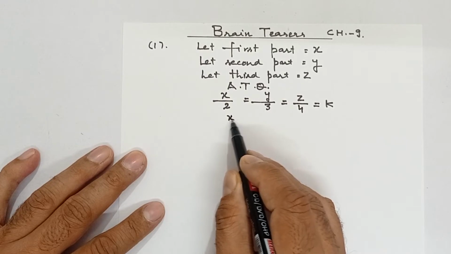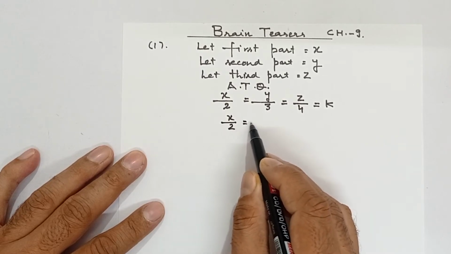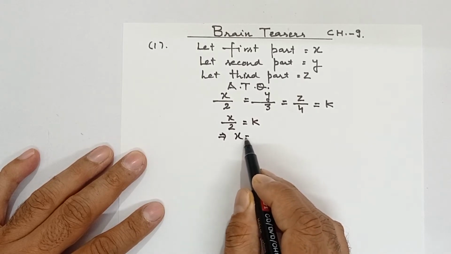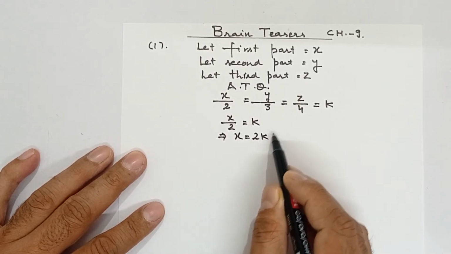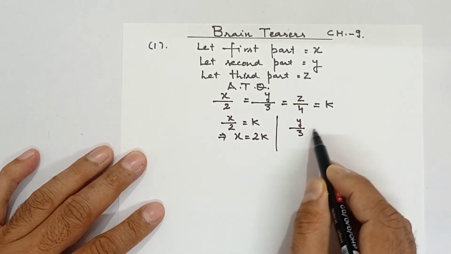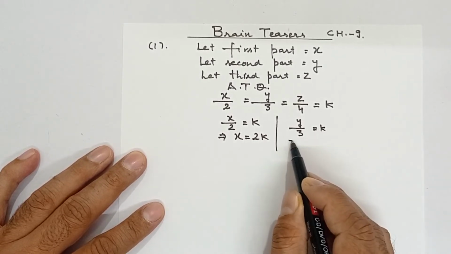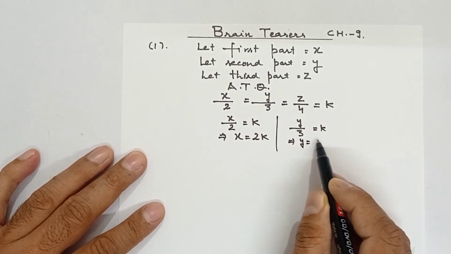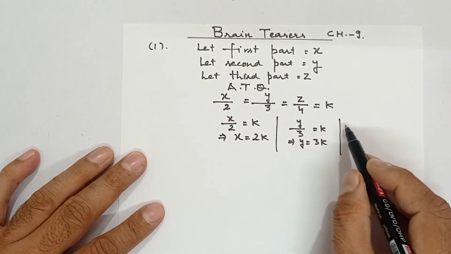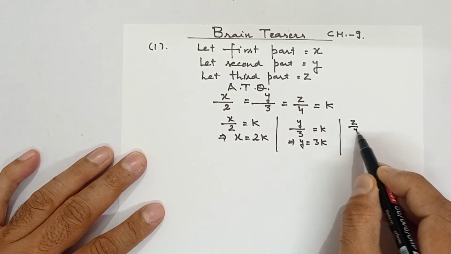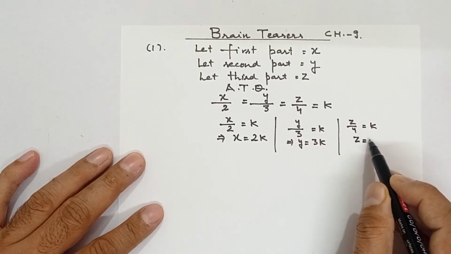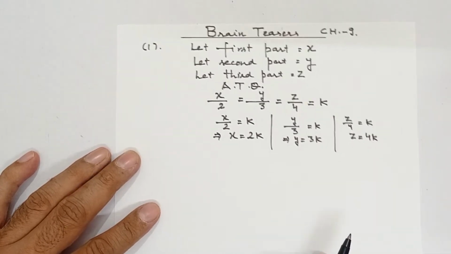So x upon 2 will be equal to k, so x is equal to 2k. Then y upon 3 is also equal to k, so y is equal to 3k. Z over 4 is equal to k, so z will be equal to 4 into k, that is 4k.